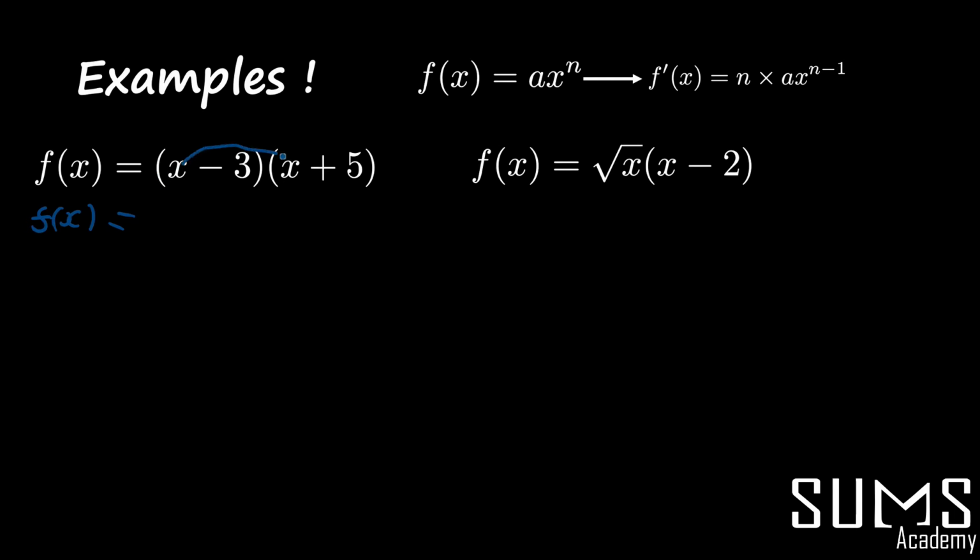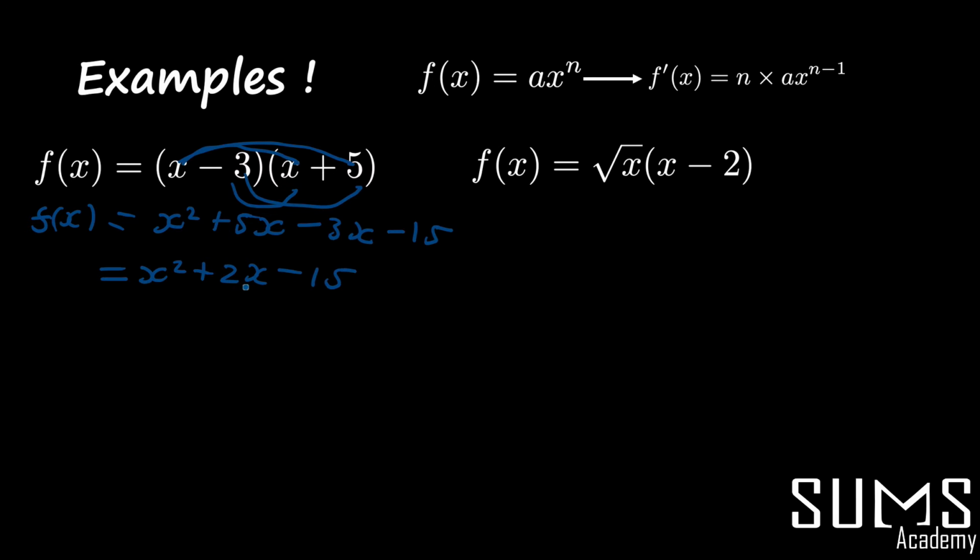So that's the way I do it. I go x squared plus 5x, there you go, minus 3x minus 15. So let's put this together as one term. So x squared, and 5x minus 3x is going to be 2x, so x squared plus 2x minus 15.